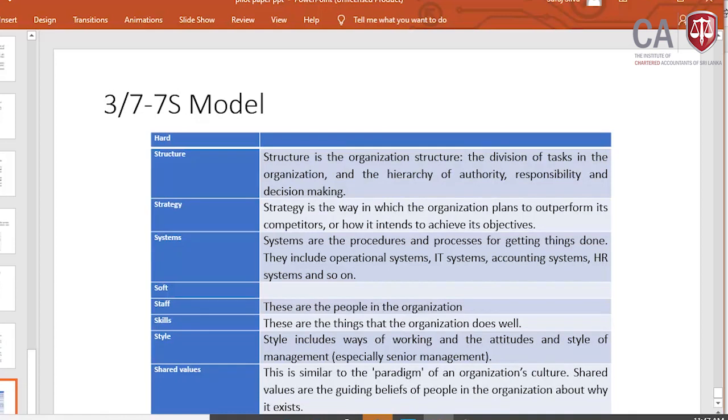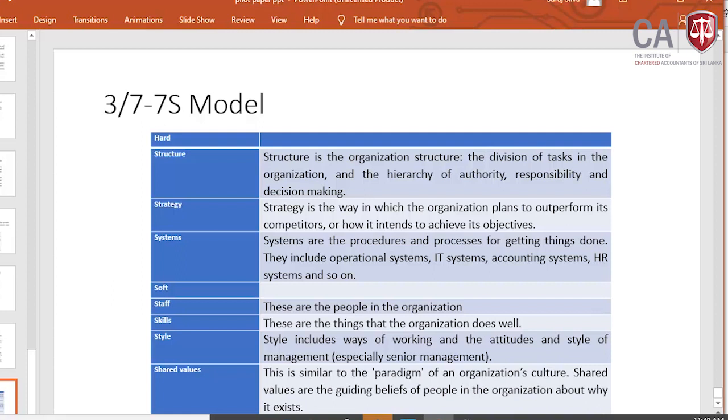So, we identify 7 elements under McKinsey's model. If you remember, McKinsey's model was used to identify the main elements of an organization. We identify 2 main factors, hard and soft factors. Hard factors are easily visible, or in other words tangible in nature, and they can be easily identified and defined, but soft factors are intangible in nature and difficult to identify and define.